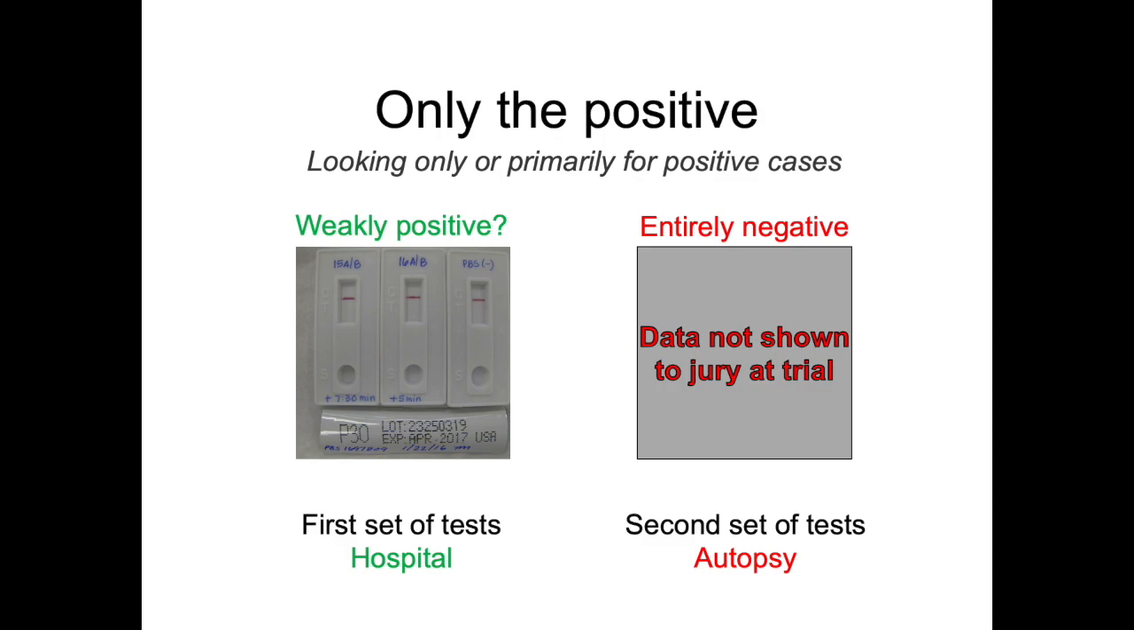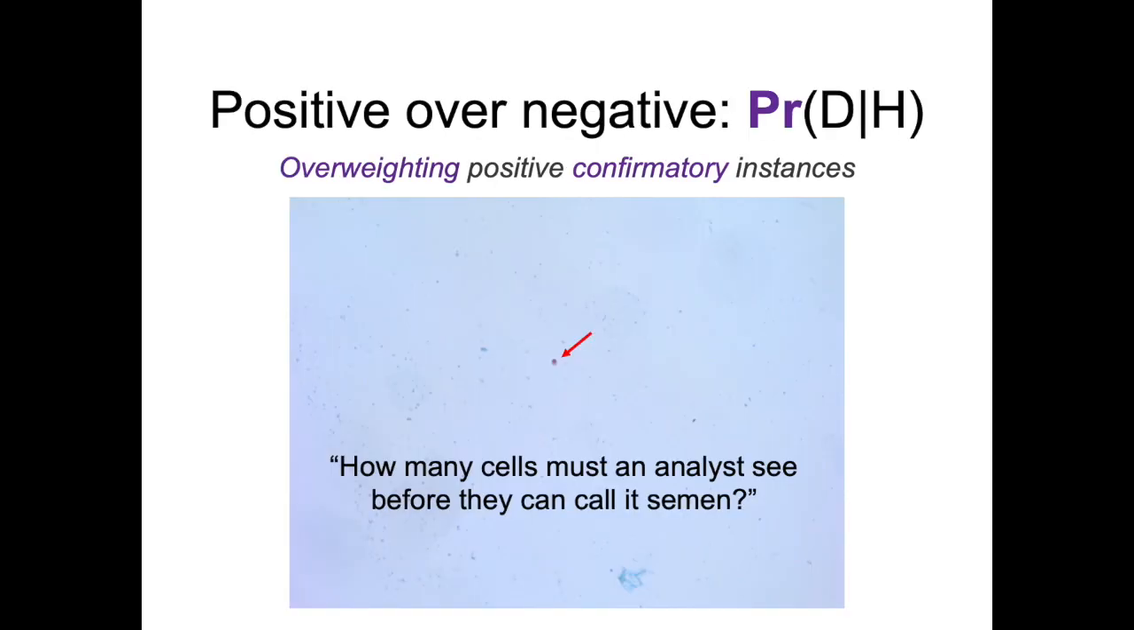There was an emphasis on looking primarily for positive results. A fourth confirmation bias scenario overweights positive confirmatory instances. Here, on the top right, we see the probability function itself is changed, where there's an undue emphasis of positive over negative results. The data from the case we're looking at is a search for semen using a microscope.